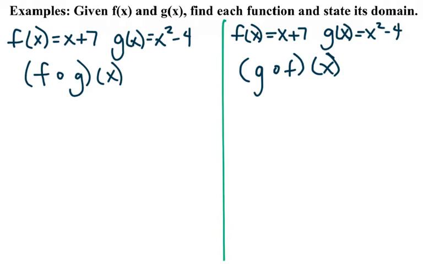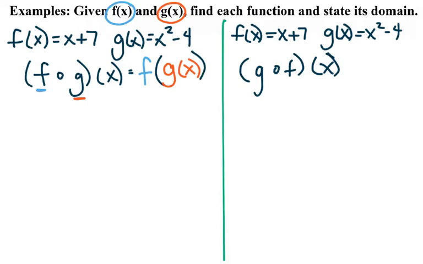Okay, so here's what we're going to do. So given f of x and g of x, we're going to find each function and we're going to state its domain. Okay. So anytime I do f of x, I'm going to do that in blue. And anytime I do g of x, I'm going to do that in red because I think it helps when you see it a little more colorful. So the one on the left, we are finding the f of g of x. So f is my first function. It's going to go on my outside. g is my second function. It's the one going on the inside.